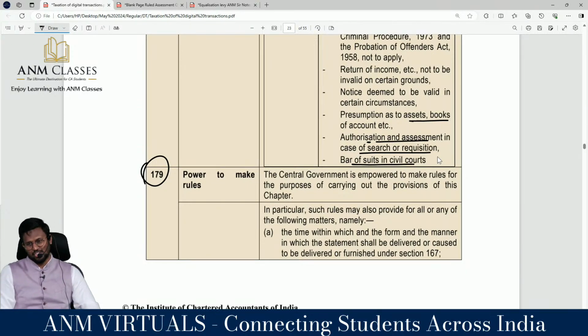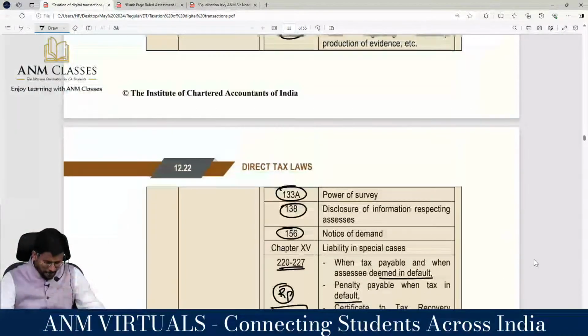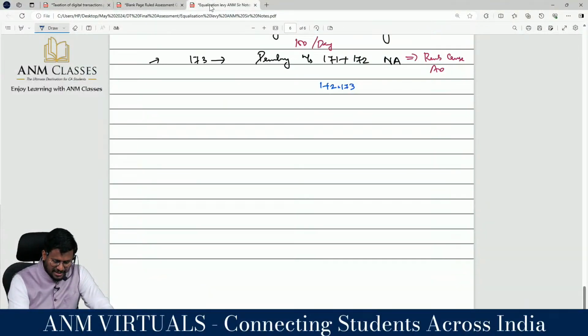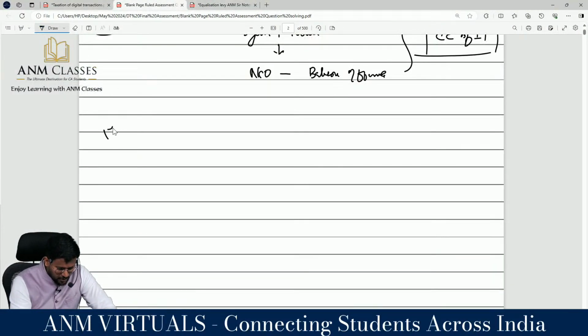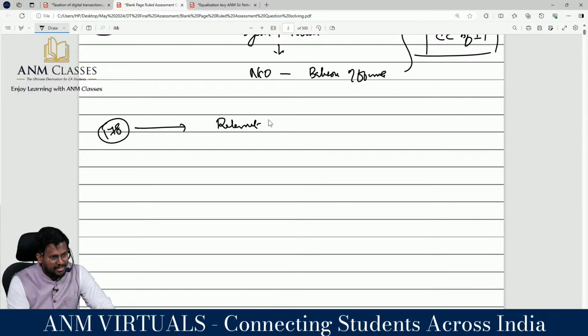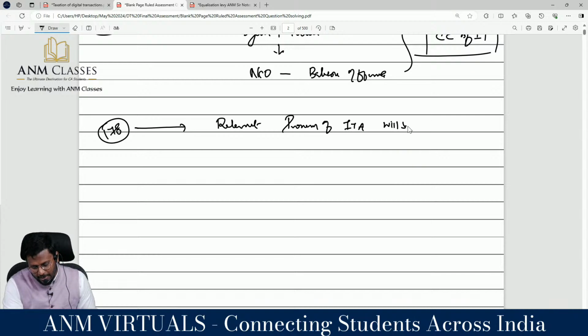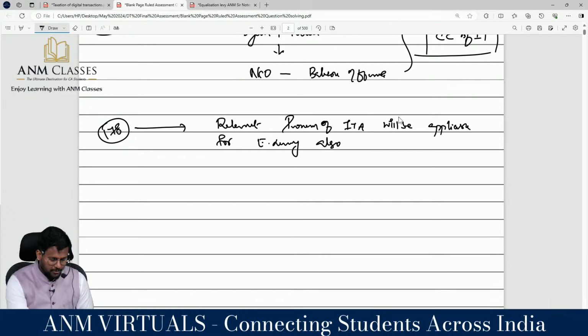Very good, congratulations, good knowledge. So these sections are mutatis mutandis applicable for equalization levy also, right? So what section? Charging section 178 is saying that, right? After 176, 177, we are having 178. What 178 is saying is that the relevant provisions of the Income Tax Act, that's it, game over. Relevant provisions of the Income Tax Act will be applicable for equalization levy also. And you will never get a question asking what sections of income tax will be applicable for equalization levy. Right.